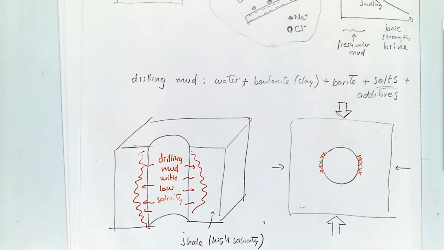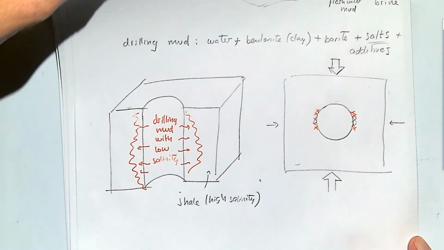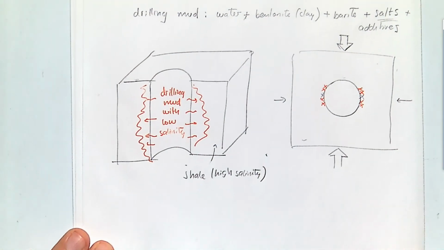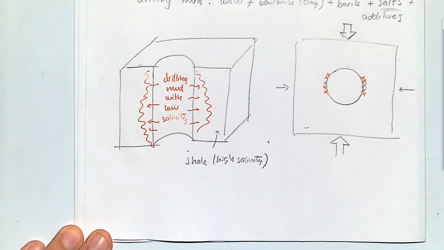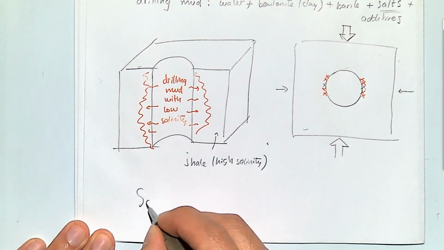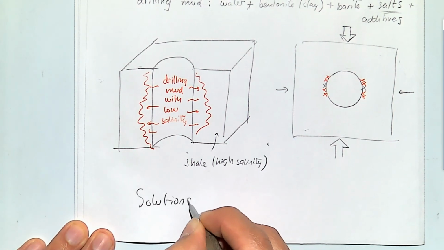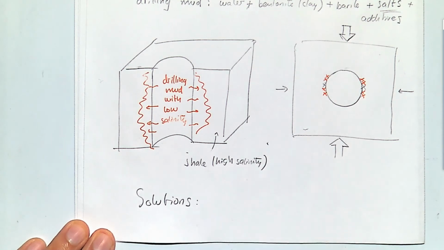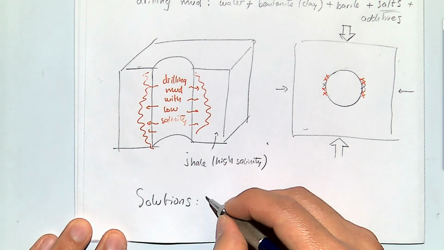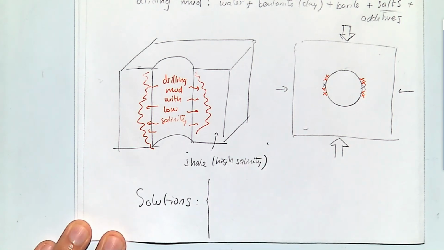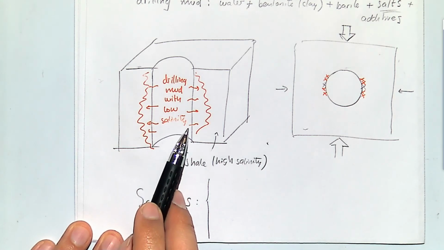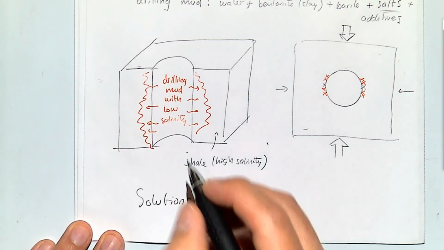All right, so other than doing this, drilling this very quickly, what could be other potential solutions for dealing with these shales with instability? I'm gonna give you a hint. Why do we have infiltration in this case?